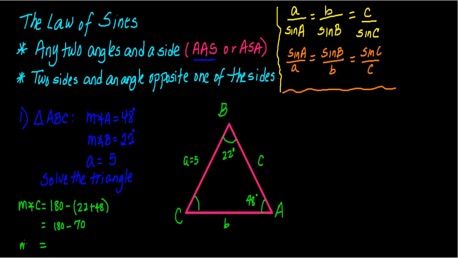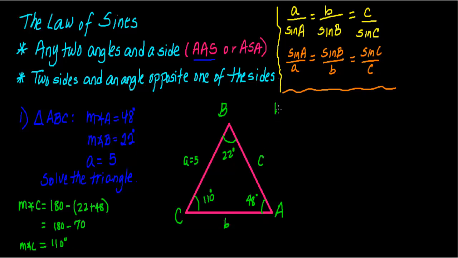The measure of angle C is equal to 110 degrees. So this is 110. There you go. Okay, we're done with all the angles. Now what's missing is sides B and C. And we're going to solve for those now. So I'm going to start solving for B.